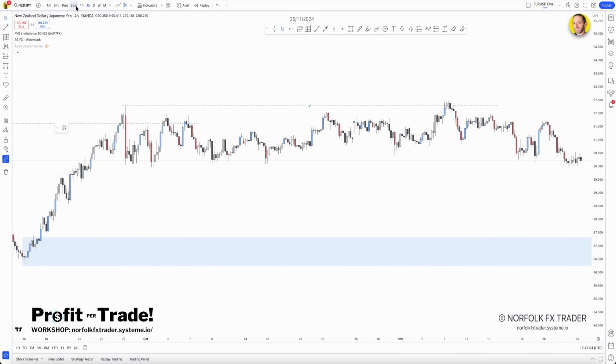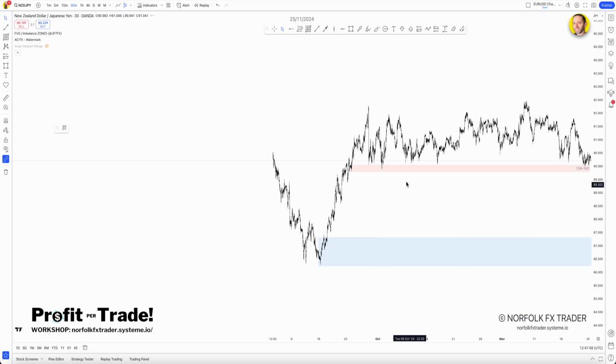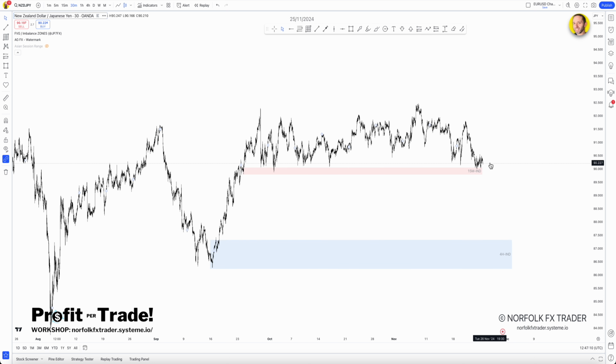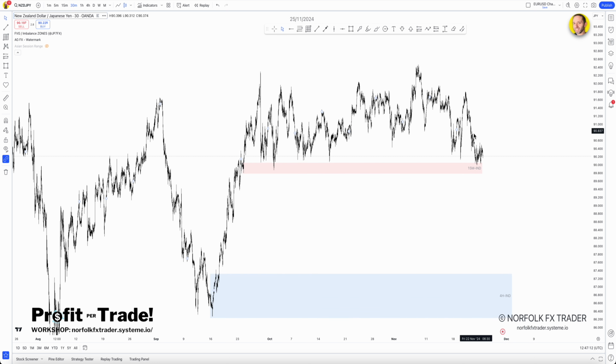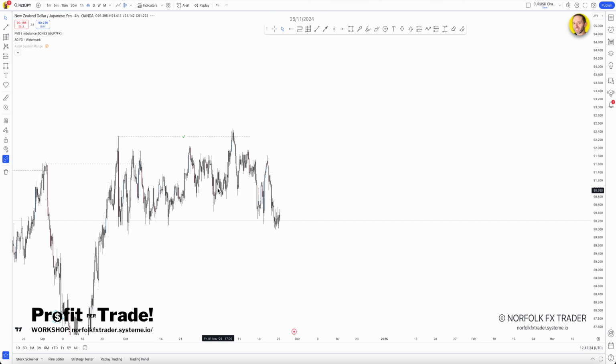So now going down to the 30, you can see where this last area of demand here has been holding price. Okay, so we could still see a bounce all the way back up to run the weak high. But if we break through this demand, then we can start to read these other demand zones as we drop towards that larger zone.